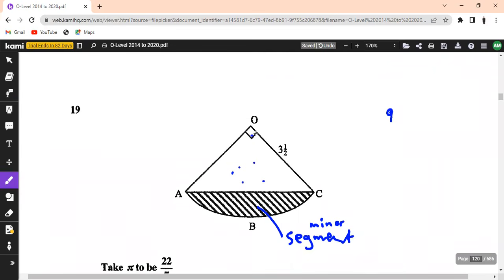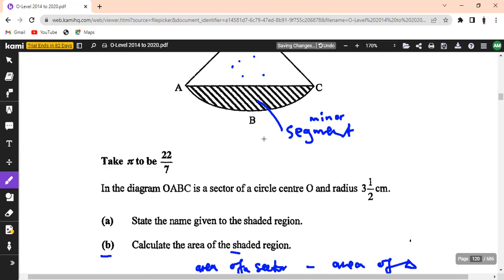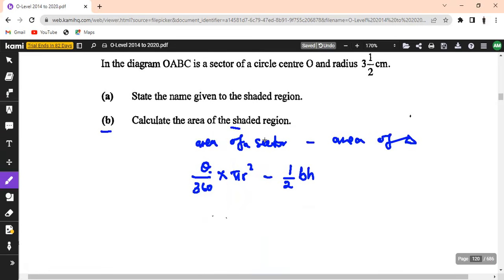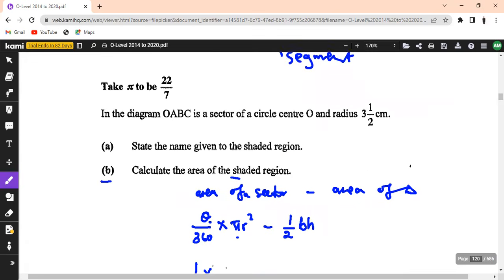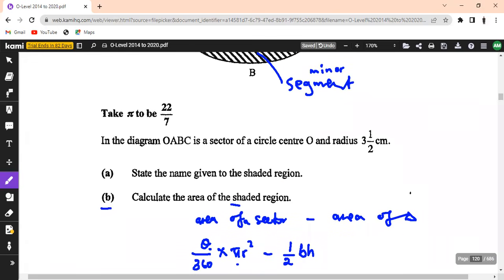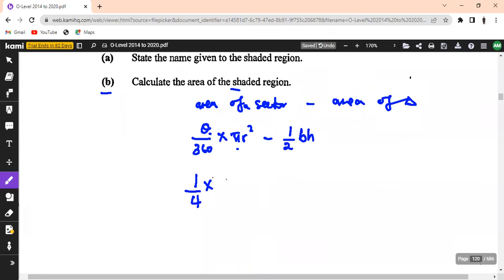But as you can see, guys, theta over 360, 90 over 360, is a quarter of what? Of a circle. Whenever you are given an angle of 90 degrees, it means that's a quarter of a circle. So it's going to be 1/4 of a circle, or you can just substitute 90 over 360, but if you reduce, it's going to be a quarter, which is 1/4 times pi. For our pi, always use the given pi. So take pi to be 22/7. So your pi in this case is 22/7 times r squared, which is your radius squared.